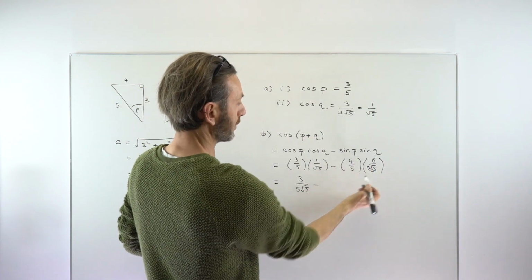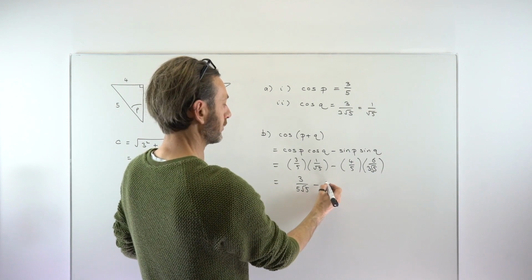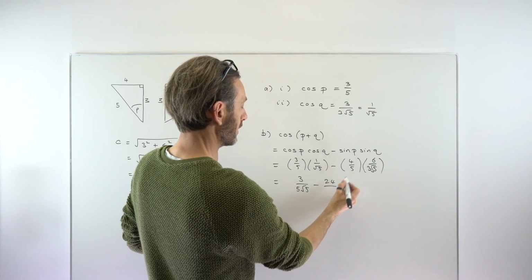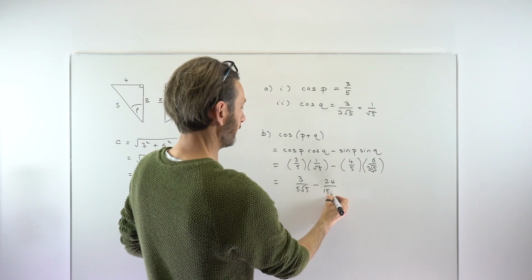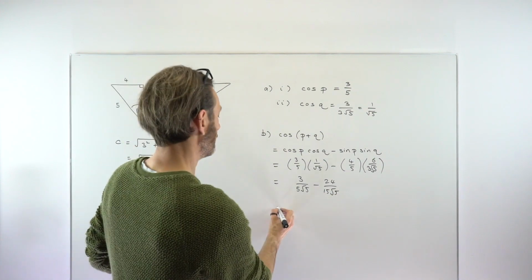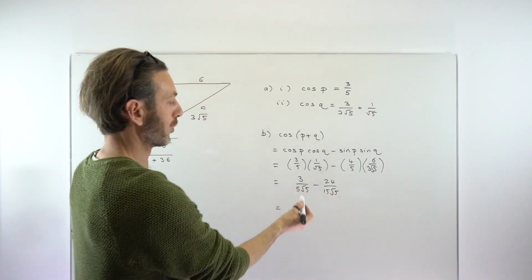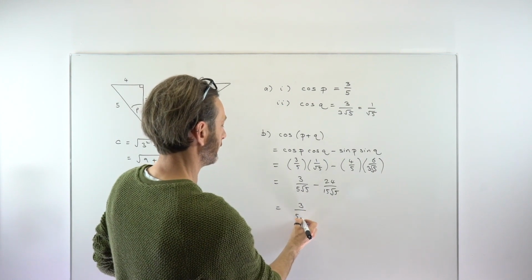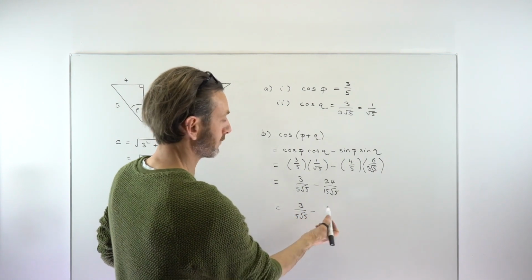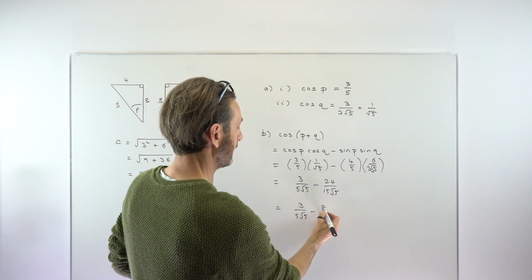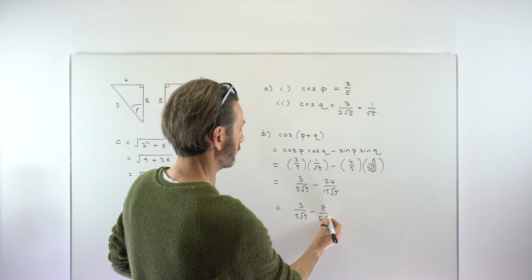You could simplify this one first actually, or do it afterwards. Either way would be fine. So this would be 24 over 5 times 3 is 15 root 5. We want to get them to have the same denominator, so we can either simplify this one or make this 15. It's probably better to simplify this one. So we get 3 over 5 root 5, and we're subtracting from that. So these are both divisible by 3. So 24 divided by 3 is 8 over 5 root 5.